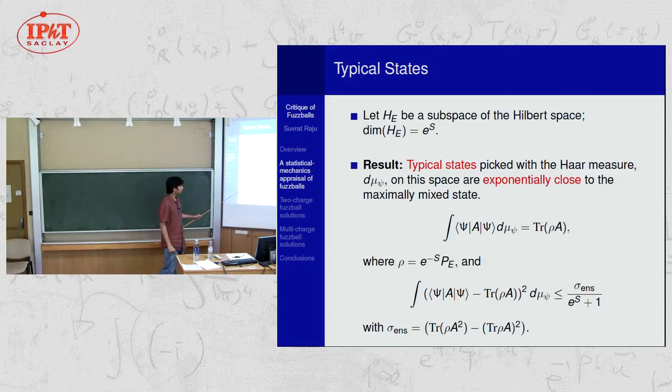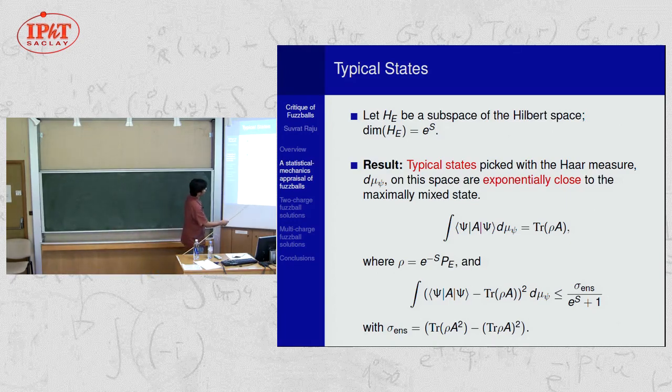Okay? So this density matrix is the density matrix of the maximally mixed state, where PE is the projector onto HE. And the claim is that even if you take these pure states and compute the expectation value of A in these pure states, and you average that using the Haar measure, you get exactly the same answer as what you would get in this maximally mixed state. Okay? Now you might have thought that maybe that happens because pure states are very different from the mixed state, and somehow the answer averages out to the answer in the mixed state. But in fact, that's not the case.